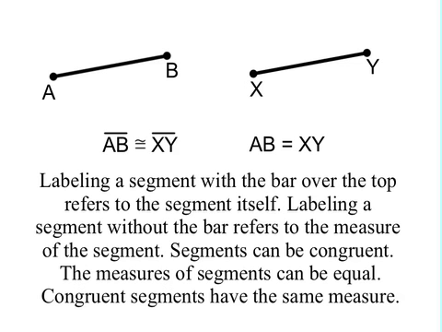Labeling a segment with the bar over the top refers to the segment itself. Labeling a segment without the bar refers to the measure of the segment. Segments can be congruent. The measures of segments can be equal. Congruent segments have the same measure.